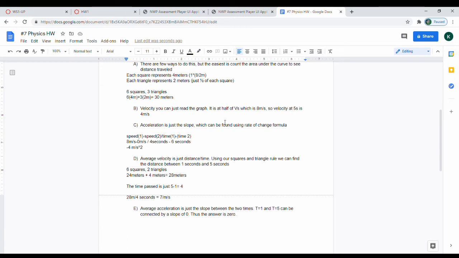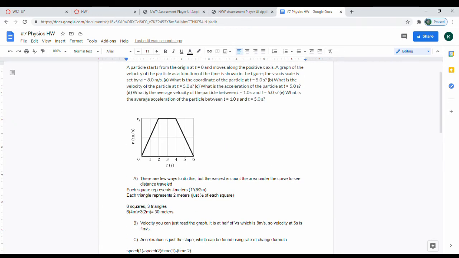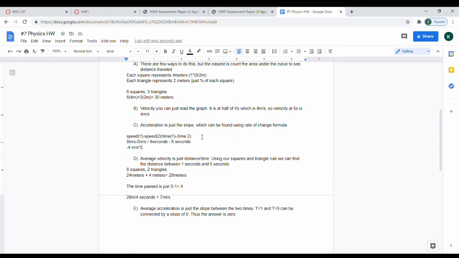For D, they're asking you about the average velocity of the particle between t equals 1 and t equals 5. Average velocity is just distance over time. To find the distance, you can use the same squares and triangles or any other way to find the area under it. You'll find that the distance is 28 meters and the time that passed is just 4 seconds. So if you divide 28 meters by 4 seconds, you get 7 meters per second.